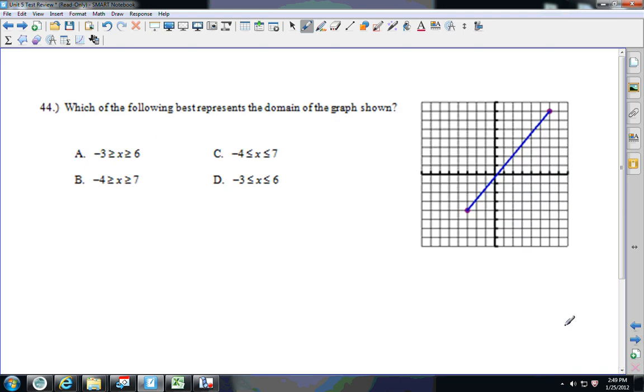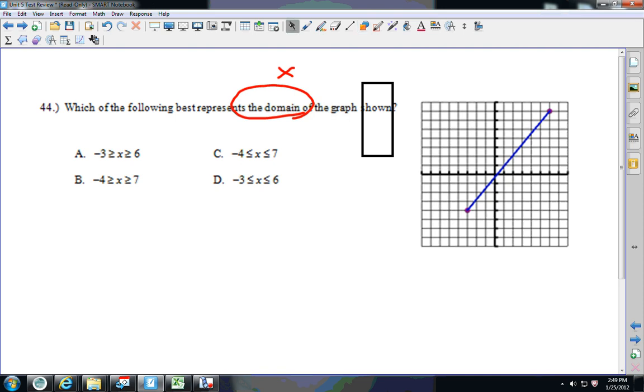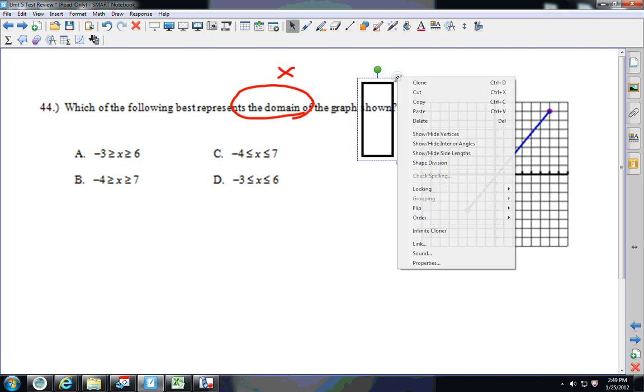44. What is the domain? First off, we need to remember domain is the x. Now, it's got to be in between two numbers. This is when we need to box in and figure out what numbers it's between. So let's see here. Make my little box to help me out here.